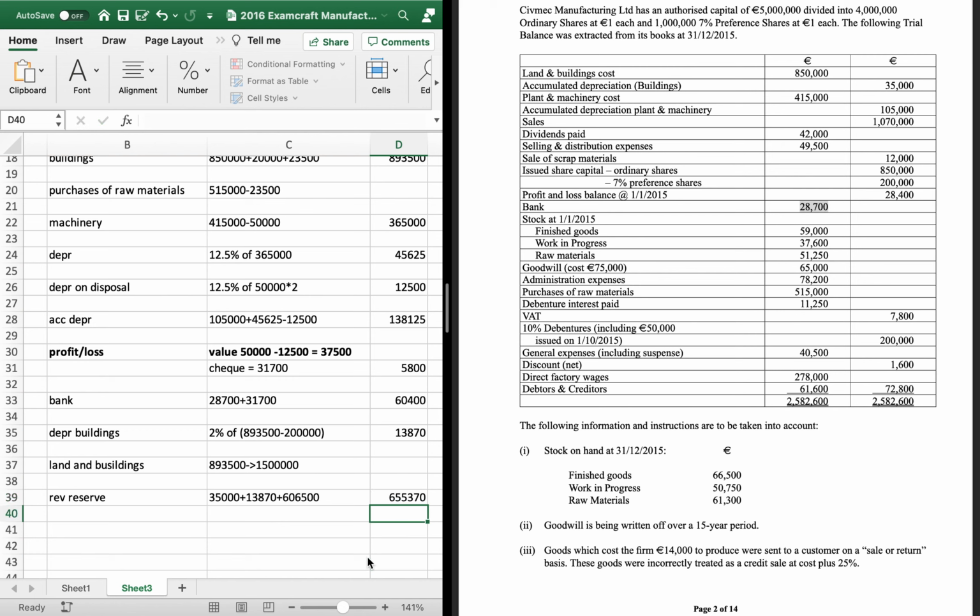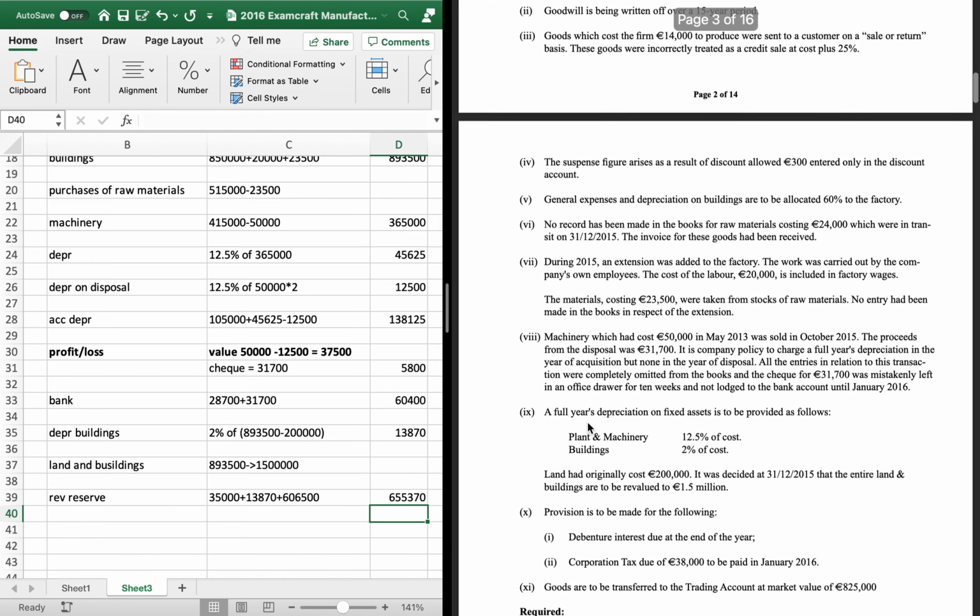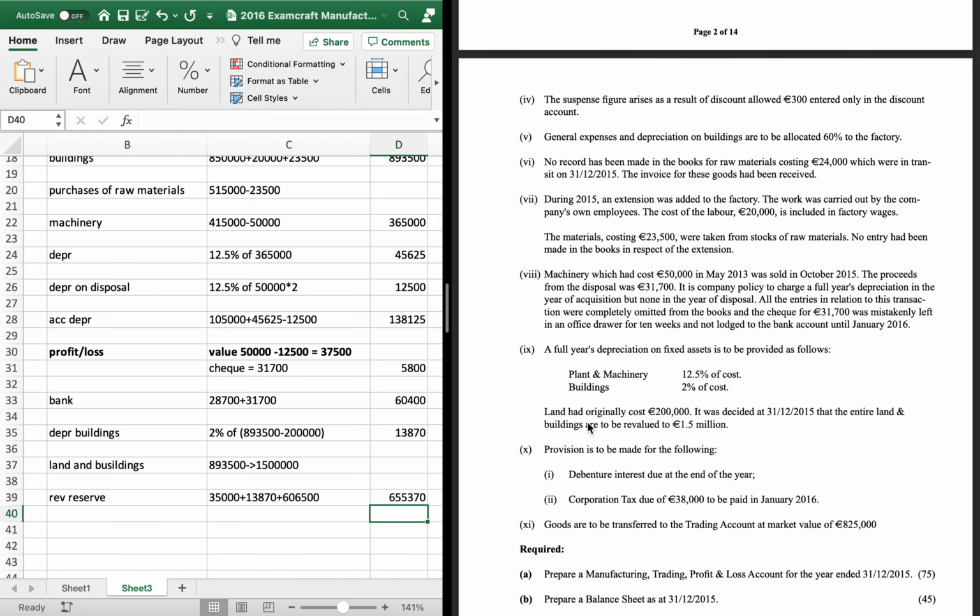Alright, so that's 655,370 as your revaluation reserve. Revaluation reserve obviously goes in the financed by section. Provision to be made for the following.